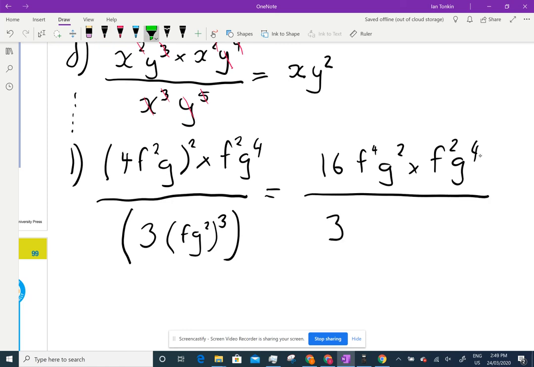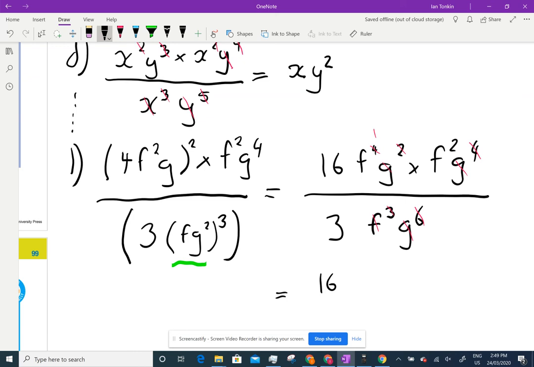And on the bottom, that 3 is untouched. It's not part of the cube. Only the fg squared is part of the cube. So the 3 just hangs there. F cubed, g squared cubed. I'll multiply the powers, g to the 6. And now I'm going to cancel. Well, I can't cancel any of the numbers, like 16 and 3. Nothing goes into each of those. But I can get rid of all the g's. Look at that. Those g's go, 6 from the top, 6 from the bottom. And the f's, 3 of these go. I'll take 3 out of there. So what have I got left?